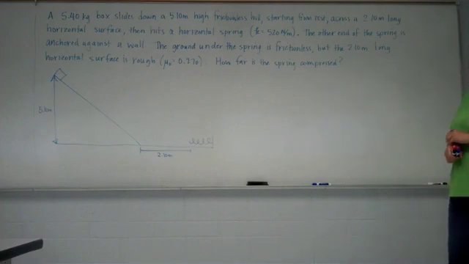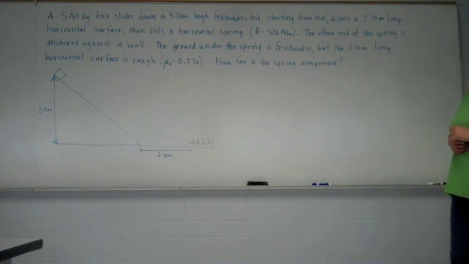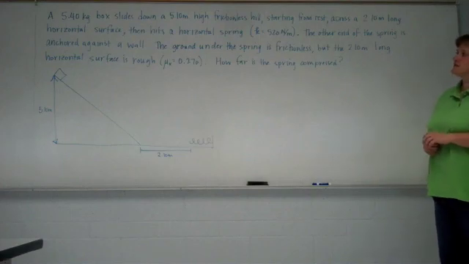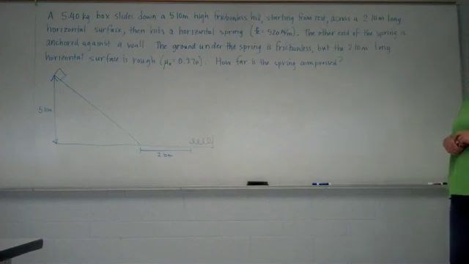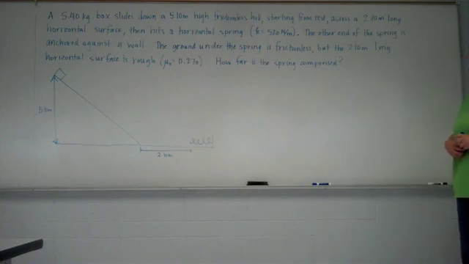A 5.4 kilogram box slides down a 5.1 meter high frictionless hill starting from rest. It then slides across a 2.1 meter long horizontal surface, then hits a horizontal spring. The spring has a spring constant of 520 newtons per meter. The other end of the spring is anchored against a wall.